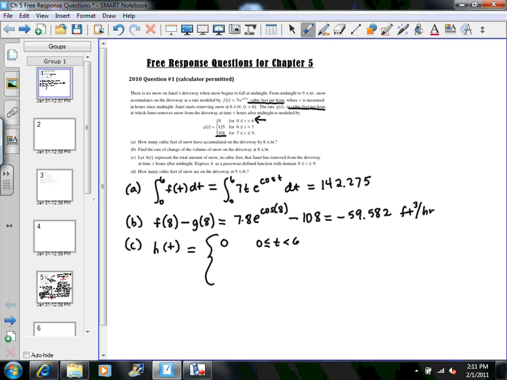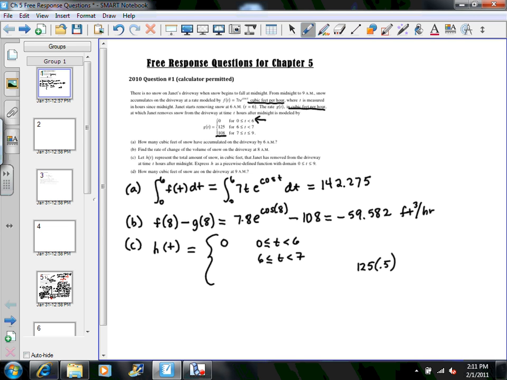Right after that, so between 6 and 7 hours, that means she's done 1 hour of work at exactly 7 hours. But for any time between that, like 6.5, if she had only worked for half an hour, she would only remove 125 times 0.5. So it's kind of tricky. You need to think about how this is related to the time between 6 and 7 hours. So if, let's see, time was 6.8, then she would have worked 0.8 hours.